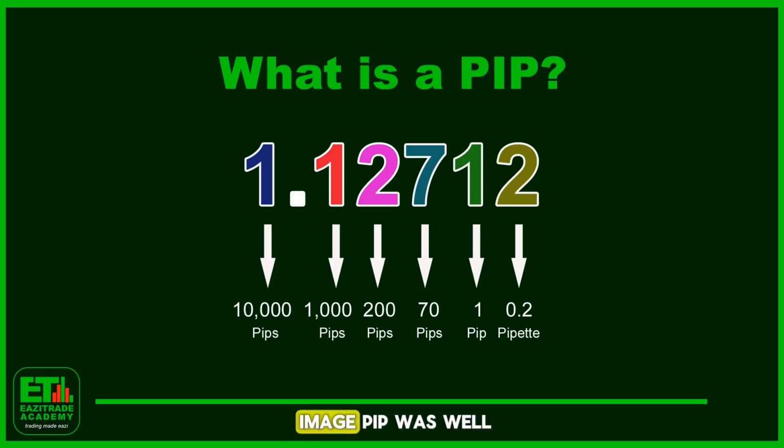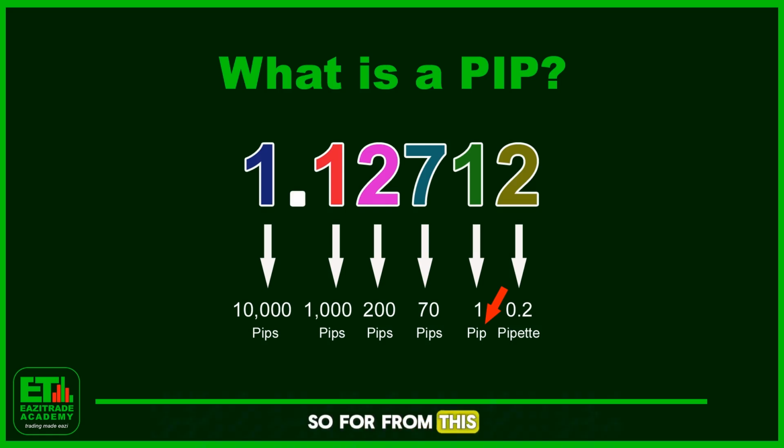In this particular image, pip was well broken down, as we can see. Now, just to take us back a little while we were in school, remember we did units, tens, hundreds, thousands, millions. So a pip in Forex is simply a unit movement. Let's look at this image while I break it down. In Forex, a pip height is simply lesser than a pip, as we can see.